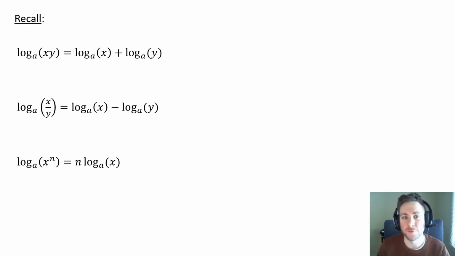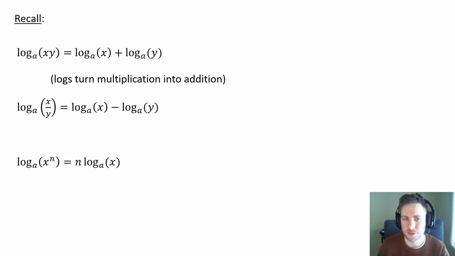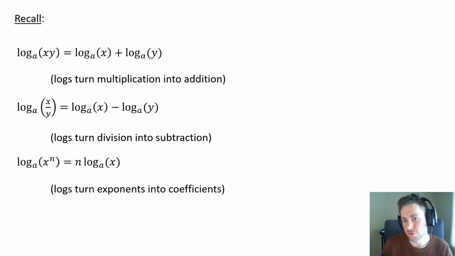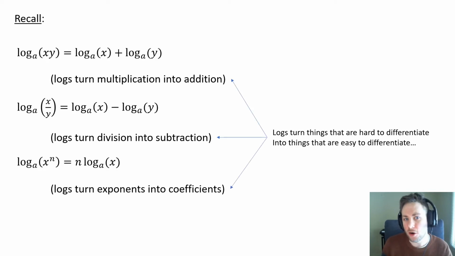We see here one of our familiar laws of logarithms, and although it's an informal way of putting it, this law essentially says that logarithms can turn multiplication into addition. In similar fashion, we have another law that says logarithms can turn division into subtraction, and yet another law that says logarithms can turn exponents into coefficients. If you take all three of these statements together, you might say that logarithms turn things that are hard into things that are easy, especially from the point of view of finding derivatives.